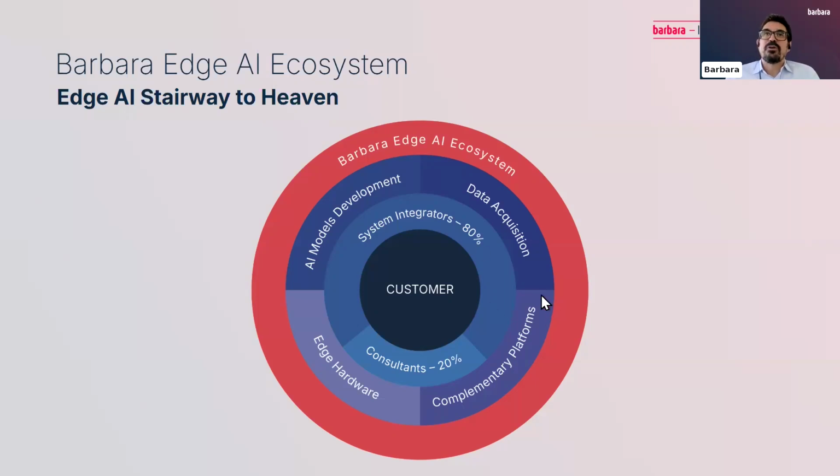Okay, we have also some complementary platforms. You will see them later in the marketplace, so we can integrate with third-party tools, really common in the industrial world. Okay, and finally, we have also partners that provide edge hardware. You will see that we're a software platform, okay, but we need the hardware to run the Barbara Edge node. We don't provide the hardware, but we have partners, really good and well-known partners that can help you to get the hardware available.